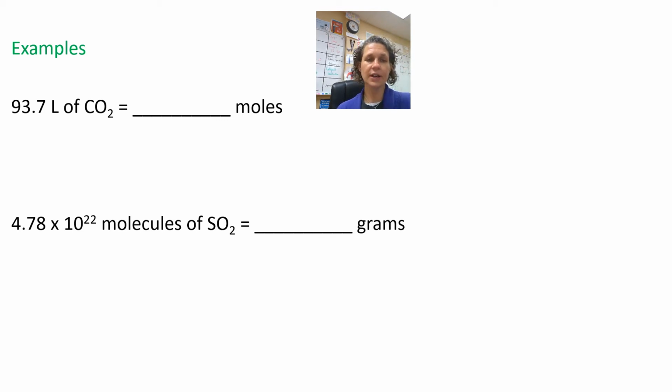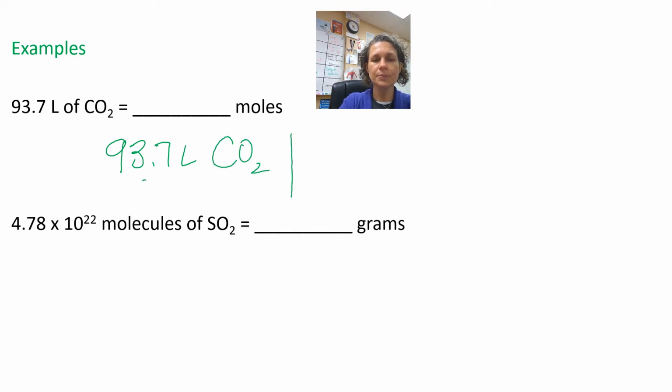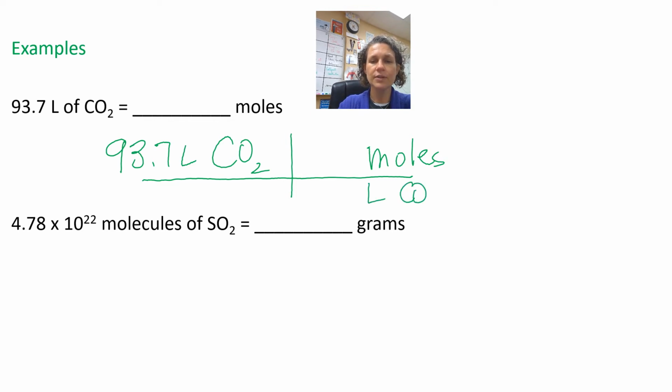So it's going to be just like a factor label problem like we did early in the year. And so you would have your given, which is 93.7 liters. The CO2 is not super important in this one, but I just want to include it just so you see the units, because I always want you to put units. And then I want to convert it to moles. So moles are what will go on top. Then because we have liters CO2 on the given, then I know I want liters CO2 down on the bottom.